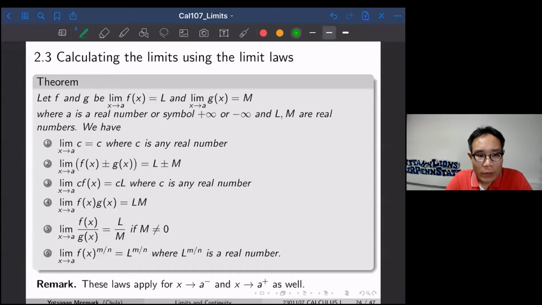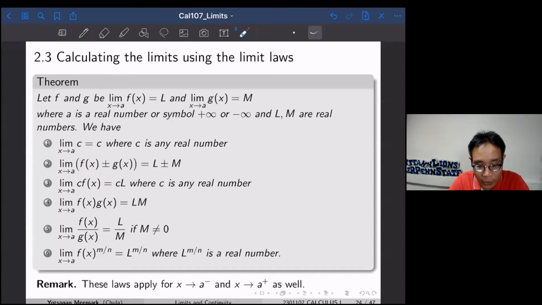In this video, we're going to talk about calculating limits by using the limit laws. The limit law says that when you compute the limit of a constant function, it's going to be the constant. And when you compute the limit as x goes to a of the sum of two functions, you can just take the limit one by one.